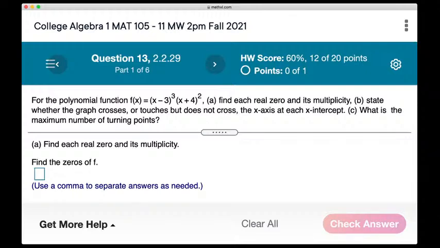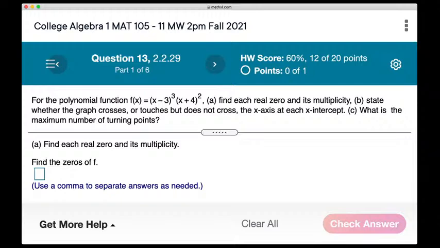For the following polynomial function, find the zeros and their multiplicity. State whether the graph crosses or bounces at each x-intercept, and then what's the maximum number of turning points. Again, we got fortunate here that it's already in factored form. So we get zeros of 3 and -4.